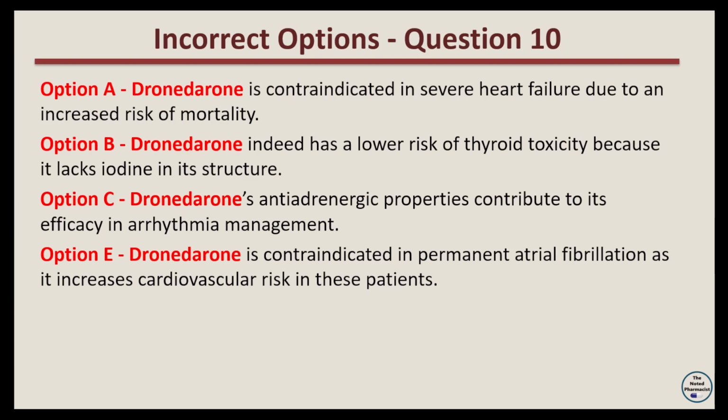Option A, dronedarone is contraindicated in severe heart failure due to an increased risk of mortality. Option B, dronedarone indeed has a lower risk of thyroid toxicity because it lacks iodine in its structure. Option C, dronedarone's antiadrenergic properties contribute to its efficacy in arrhythmia management. Option E, dronedarone is contraindicated in permanent atrial fibrillation as it increases cardiovascular risk in these patients.